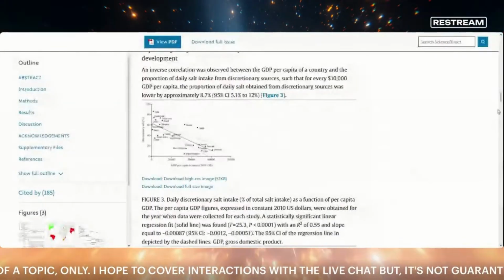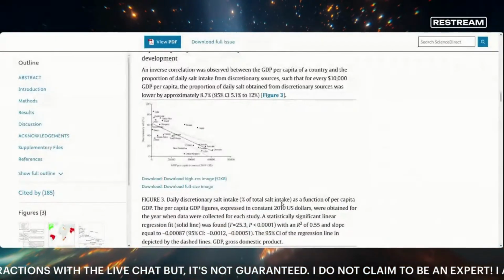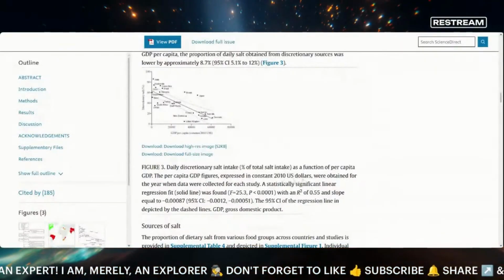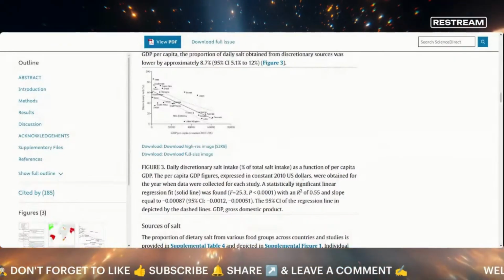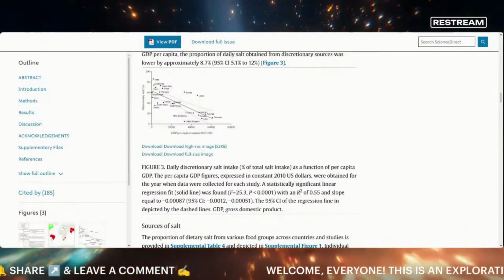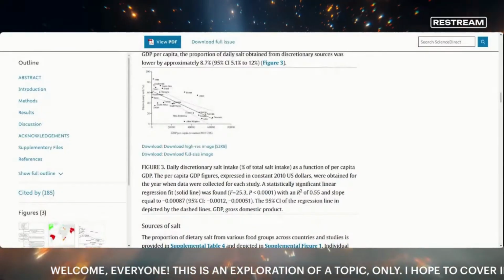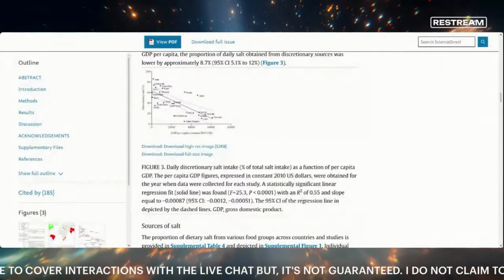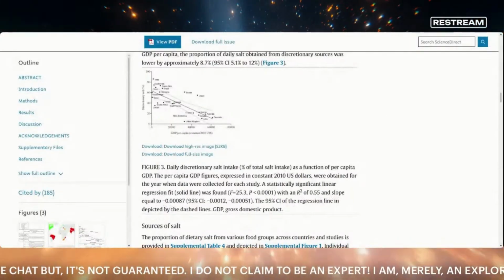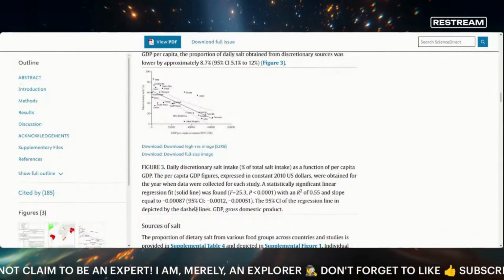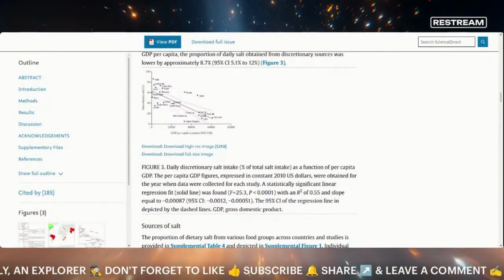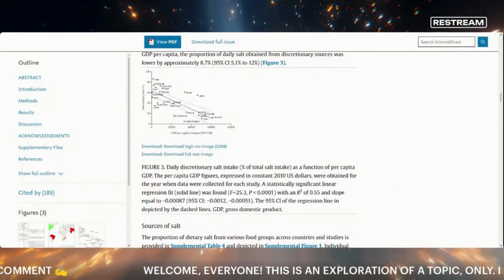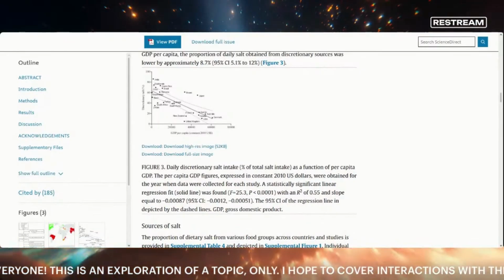So, discretionary salt intake, which is a percentage of total salt intake as a function of per capita GDP. Per capita GDP figures expressed in constant 2010 US dollars were obtained for the year when data were collected for each study. A statistically significant linear regression fit, solid line, was found. F equals 25.3, P less than 0.0001, with an R2 of 0.55 and slope equal to minus 0.00087, in brackets 95% CI, minus 0.0012, minus 0.00051. The 95% CI of the regression line is depicted by the dashed lines.